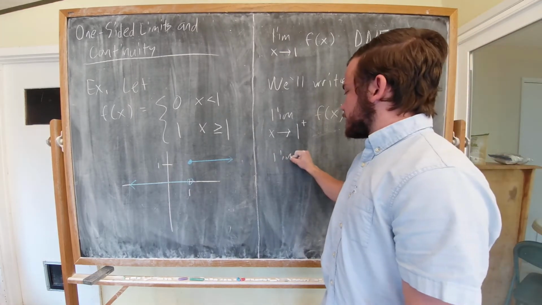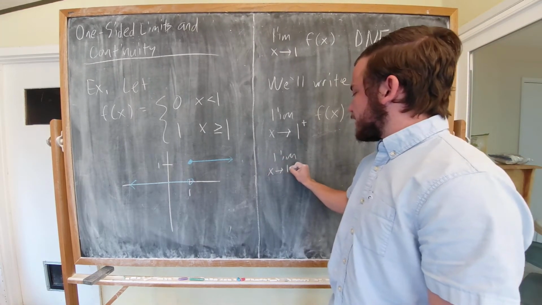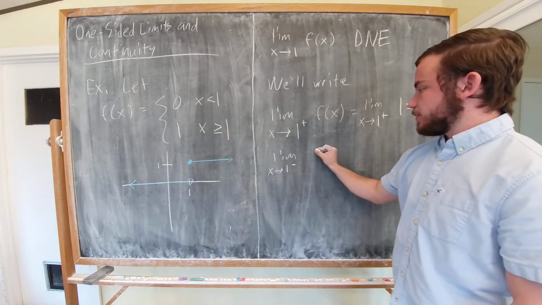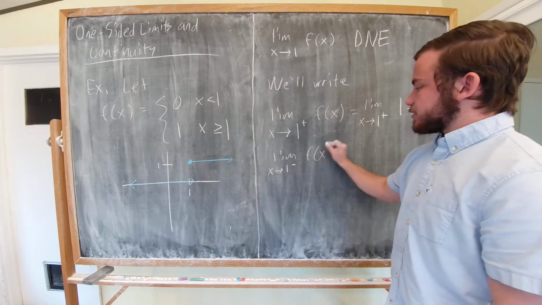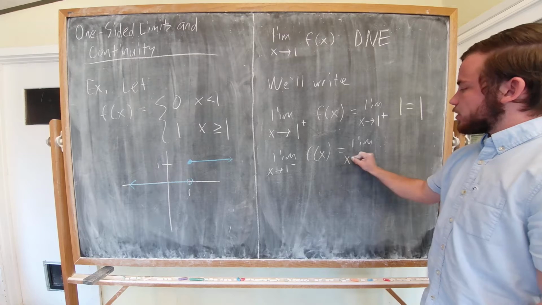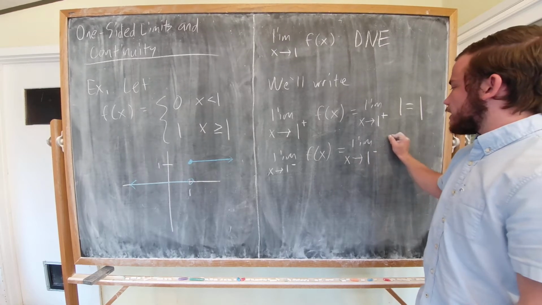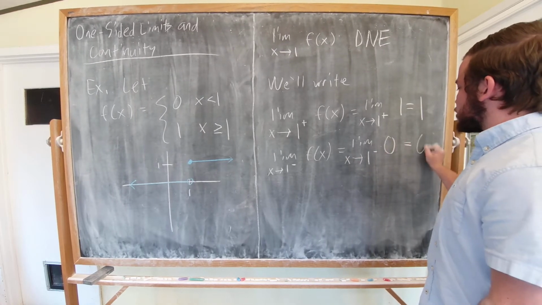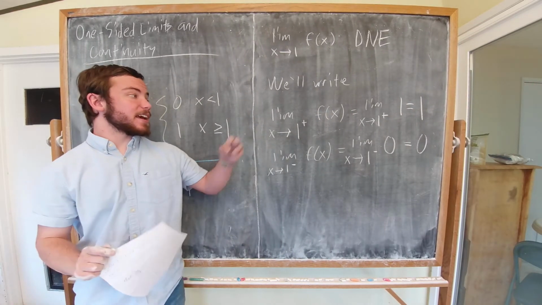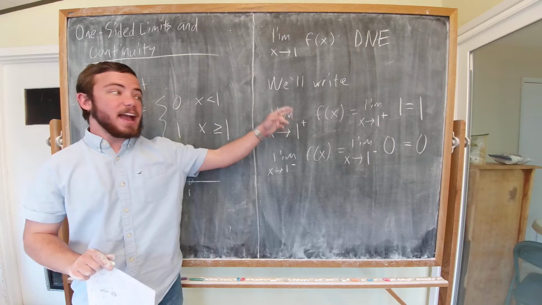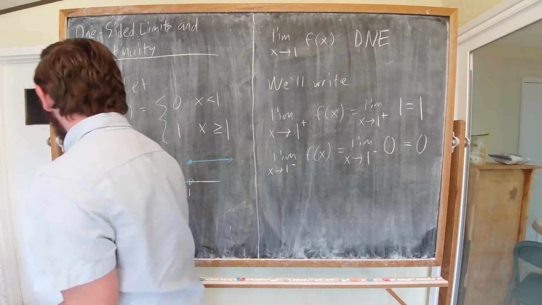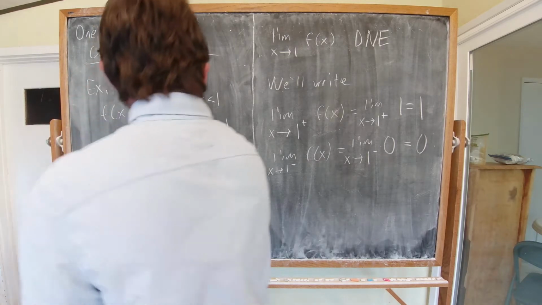What about the other side? Limit as x goes to 1 from the left. Well, if we're only talking about things less than 1, we're always in this first branch. So limit as x goes to 1 from the left of f of x is the limit as x goes to 1 from the left of 0, which is just 0. And that is all a one-sided limit is. It's saying, hey, what if you approach from the right and approach from the left separately instead of approaching both together, which is what a normal limit does.